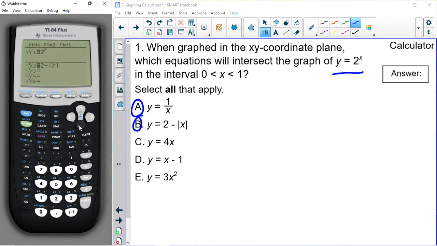Now let's try C. Go to y equals, clear that one out, and this one is 4x. So 4 times x, we graph it.